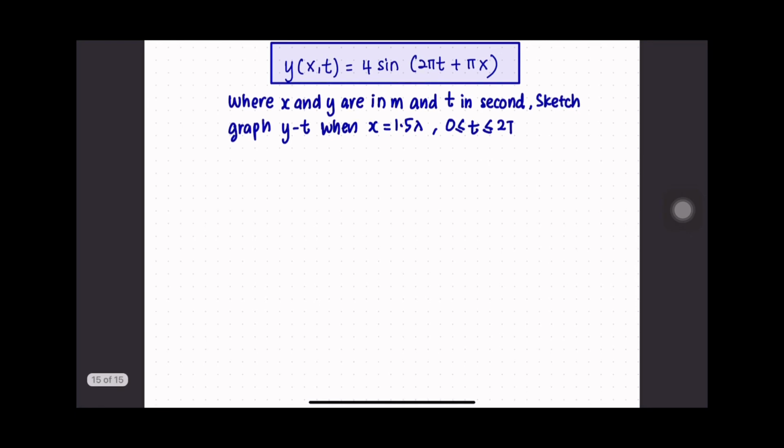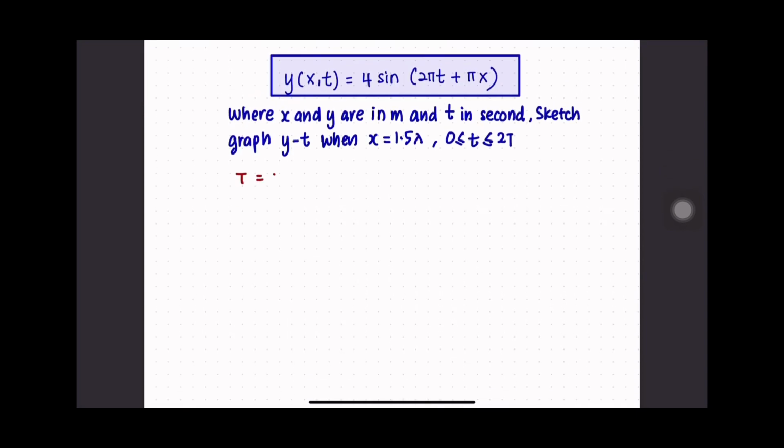Okay, so first thing first, you have to determine the value of period and wavelength. So period comes from 2 pi over omega. Omega is 2 pi. And k is pi. So T is equal to 2 pi over 2 pi. So we get T is 1 second. And then wave number is pi. So wavelength equal to 2 pi over k. Okay, so we get 2 meter. Okay, so wavelength 2 meter and period 1 second.